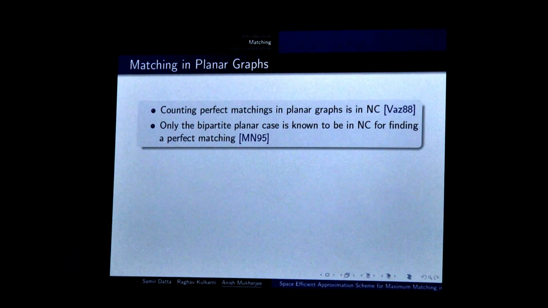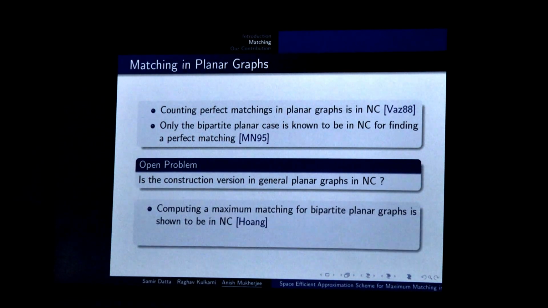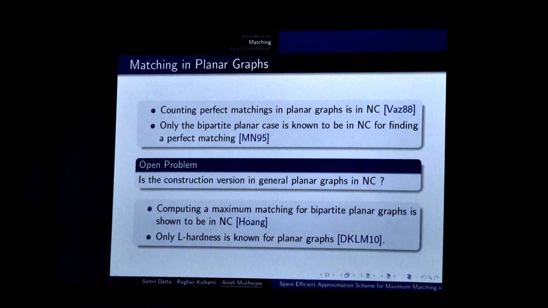But this is about counting or deciding if there is a perfect matching. What about finding a matching? What we know is only for bipartite planar graphs, a long line of work starting with Miller and Naor. And it's actually a big open question whether we can construct a perfect matching in NC for general planar graphs, when the graph is not necessarily bipartite. We know that not just perfect matching, but even maximum matching is in NC for bipartite planar graphs. And the hardness is known as Logspace hardness.